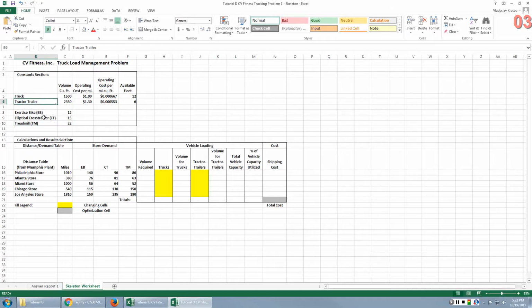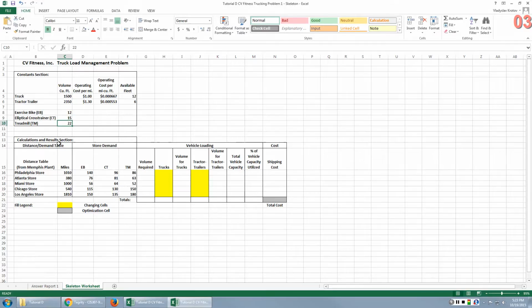Now, your company produces 3 types of exercise equipment: exercise bikes, or EB, and in order for you to ship one exercise bike, you need to have 12 cubic feet of cargo volume. So in other words, each exercise bike that you ship will occupy a certain area of a truck or a tractor trailer, and this is the area that is required for shipping one exercise bike. Then you have elliptical cross trainers, or CT. Now they need slightly larger space, which is 15 cubic feet. And also you have treadmills, and each treadmill requires 22 cubic feet of cargo space. So those are your constants.